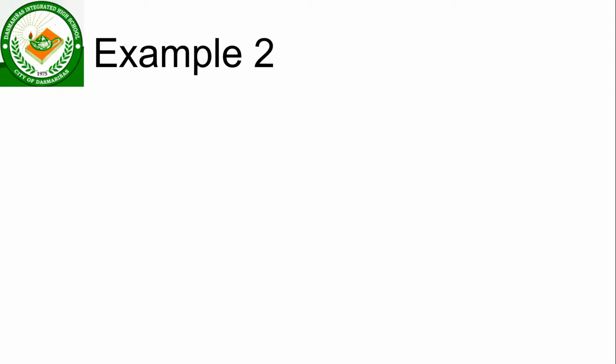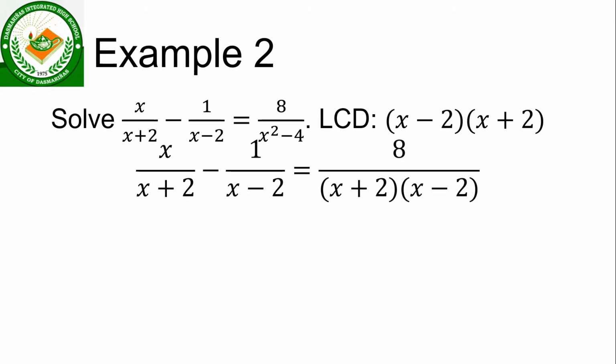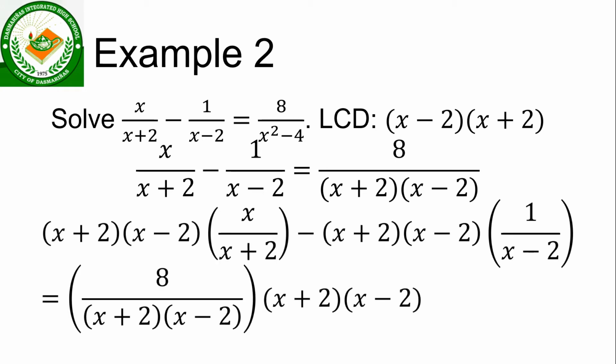Okay? To give you the second example, we have here, solve for x. So x over x plus 2 minus 1 over x minus 2 is equal to 8 over x squared minus 4. And the LCD here is x minus 2 multiplied by x plus 2.